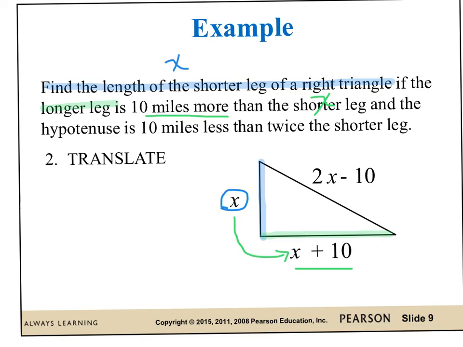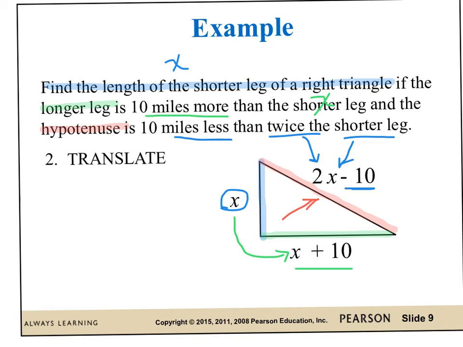And it talks about the hypotenuse. It says the hypotenuse, which is the longest side and is also the side that is across from the right angle, is 10 miles less, which means we would subtract 10 from twice, which means we multiply it by 2, the shorter leg. And the shorter leg is x. So drawing and labeling the picture will help you understand what it is that we're going to do.